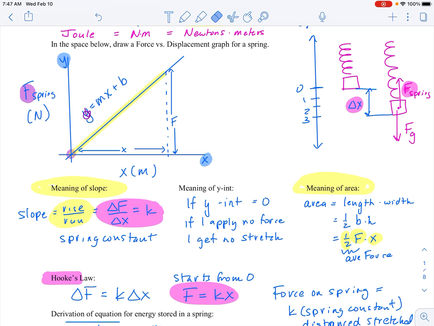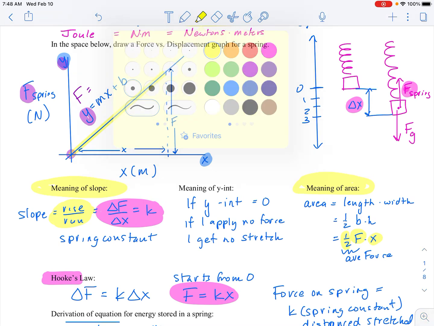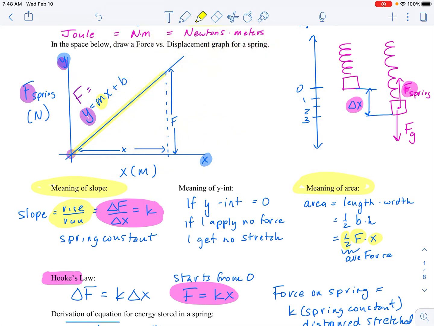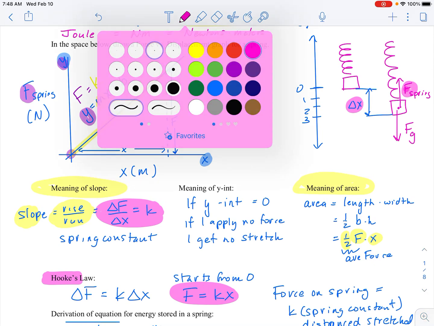Oh my goodness, I'm really making a mess here. There we go. Okay, instead of writing y, I'm going to write force because force is on the y-axis. I'm going to write force equals. Next, instead of writing m, my slope, which I have down below, that's k. So now I'm going to write k for the slope.